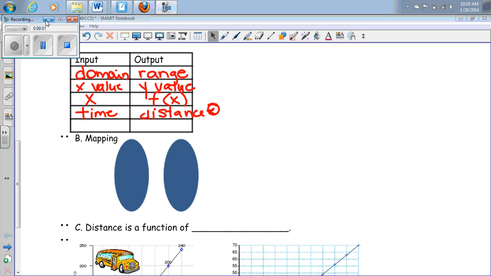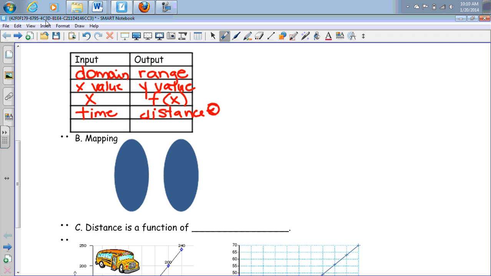Okay, we're continuing on in functions. We're looking at mapping. Mapping can be found at the bottom of page 257. When you're talking about mapping, you're going to be given a set of ordered pairs or some domains and ranges. So if you had like 11 and 2, negative 3 and 6, 5 and 8, and negative 2 and 1.